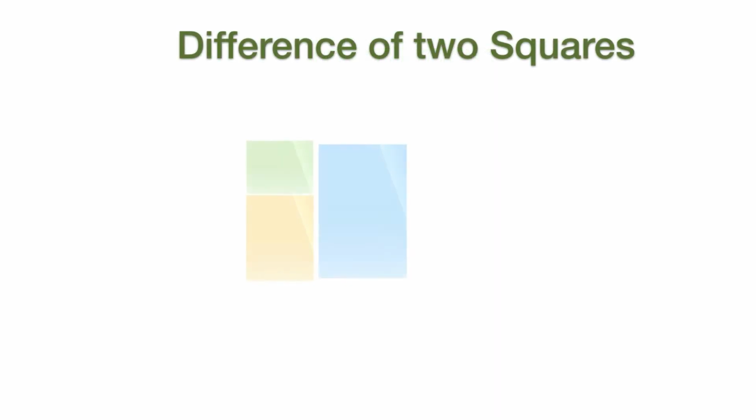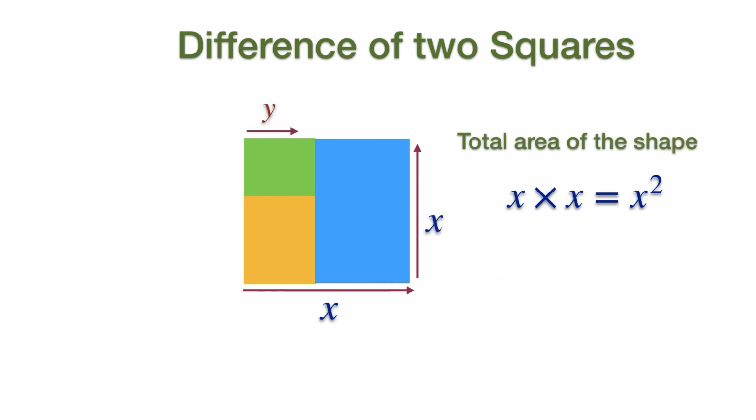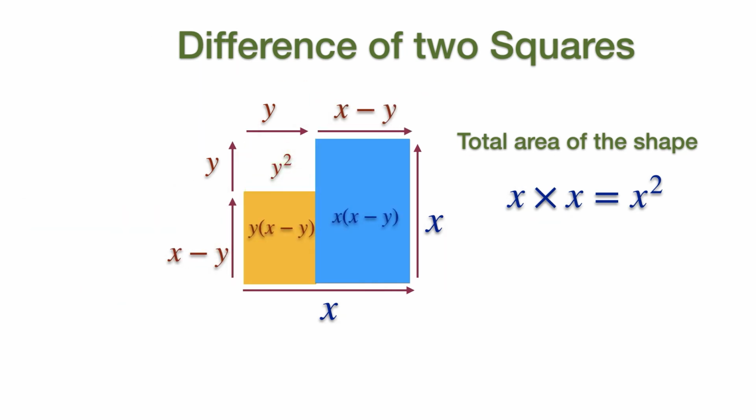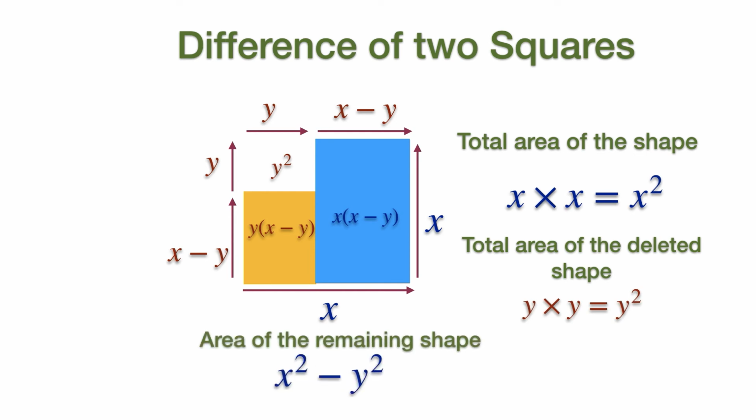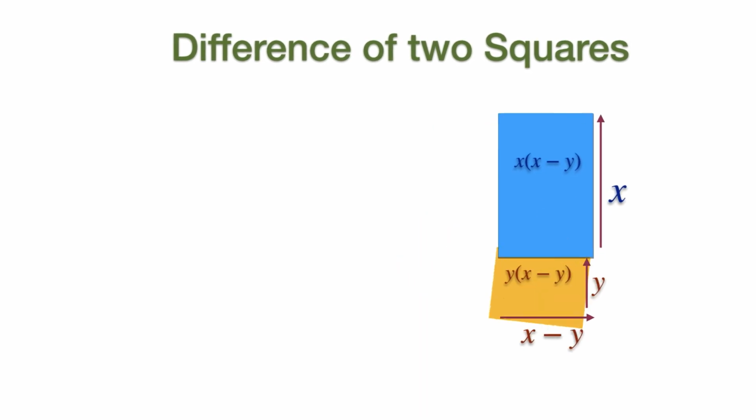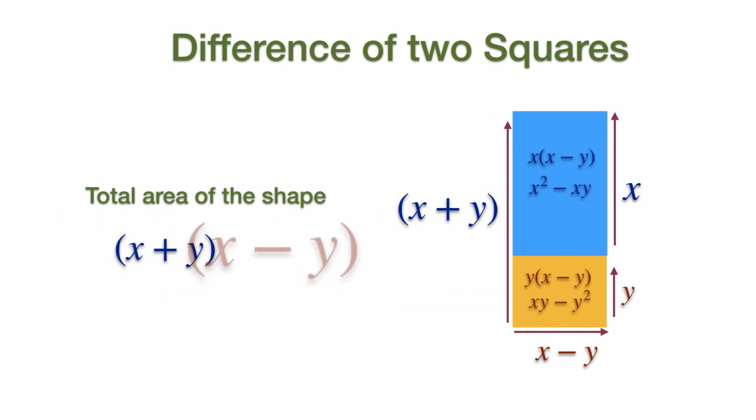There are some important identities that you will encounter in GCSE maths. For example, take a look at this shape. The total area of this shape is x squared. If we now delete the green area, we are getting rid of y squared amount of the area from the total shape. So the expression for the remaining shape is therefore x squared minus y squared. If we now reconstruct the rectangle with just the remaining two shapes, its total area could be expressed as x plus y times x minus y.